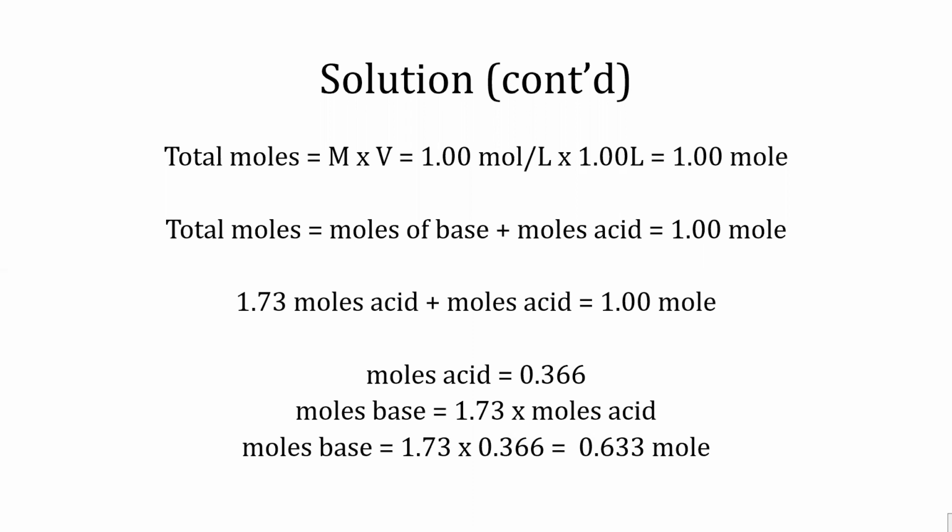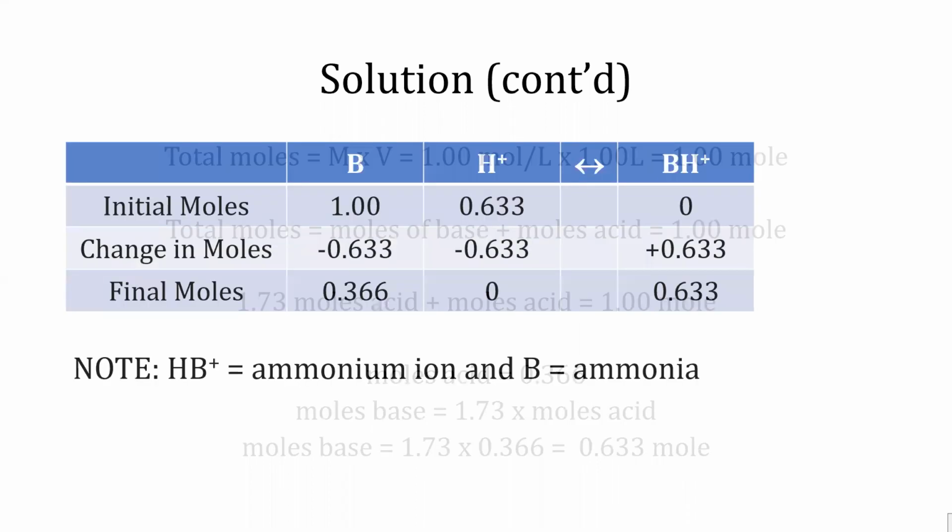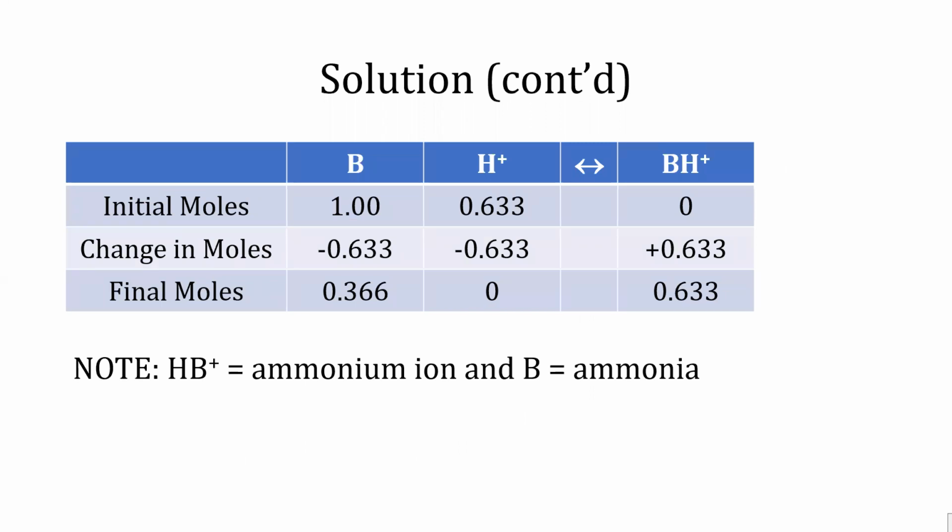Note, this is the final amount of each component. We will use a stoichiometric table in reverse, given we start with 1.00 moles of just the base, to determine what amount of acid was present. It turns out that there was 1.00 moles of base mixed with 0.633 moles of hydrochloric acid needed to prepare this buffer mixture. Note, BH plus is ammonium ion and B is ammonia.